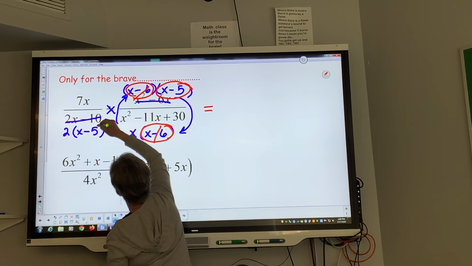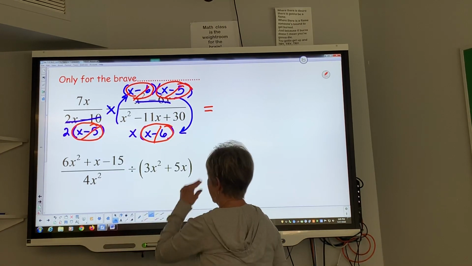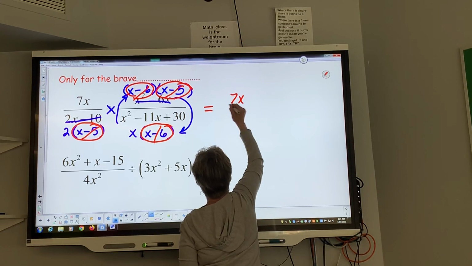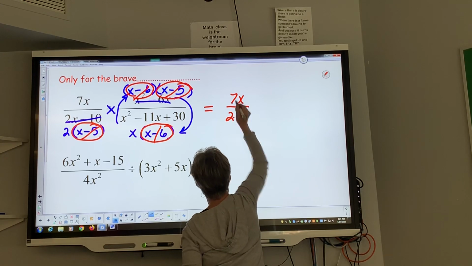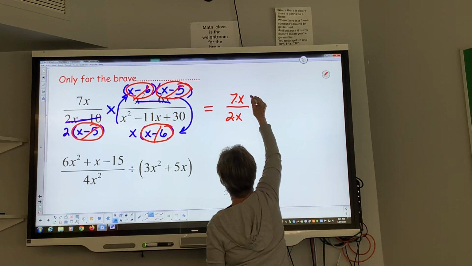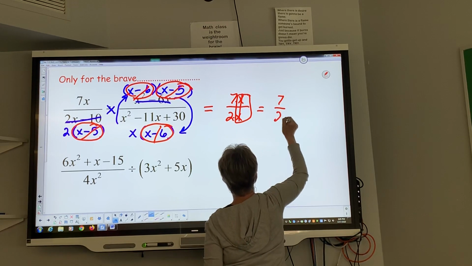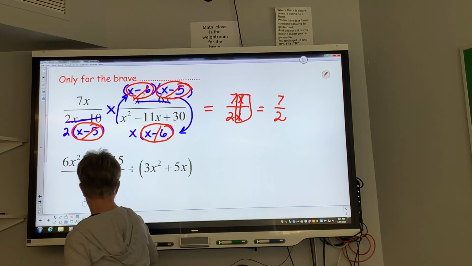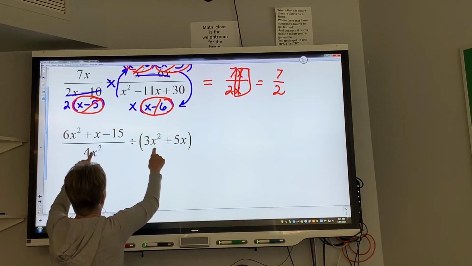X minus 5 and X minus 5. That's good. Now, if I multiply right now, I would have 7x over 2 times x, or 2x. Because this is multiplication, I am allowed to simplify those x's, and my answer is 7 over 2. Okay? And last one. This one's just going to be a little bit more challenging.